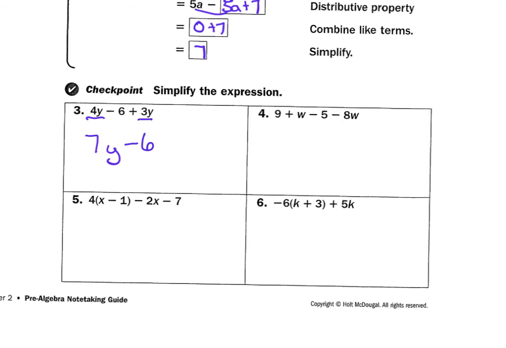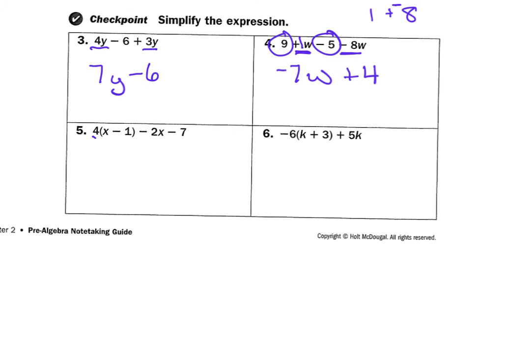On number 4, let's start by combining our variables. We have w and minus 8w. So this is like 1. And 1 minus 8 is like plus a negative. So you should have a -7w. And then you still have 9 minus 5, which is 4. So a -7w plus 4.